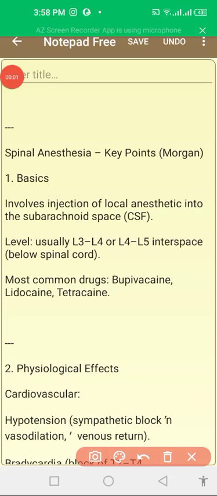We are going to look at the steps and protocols of spinal anesthesia, its complications and its side effects. Spinal anesthesia basics: injection of the spinal anesthesia should be done in the subarachnoid space at L3 and L4 or L4 and L5 interspace, below the spinal cord. The most commonly used drugs in spinal anesthesia are bupivacaine, lidocaine or tetracaine.